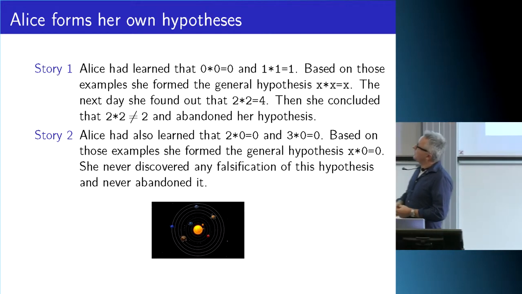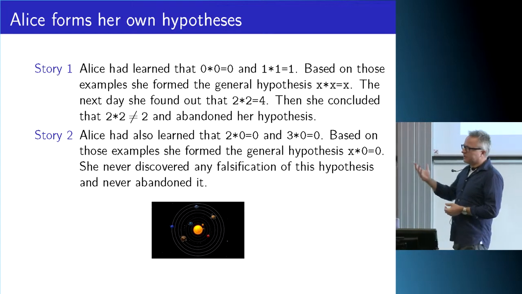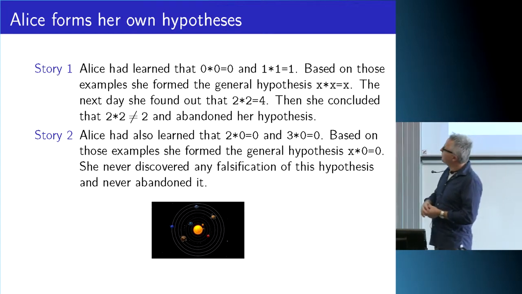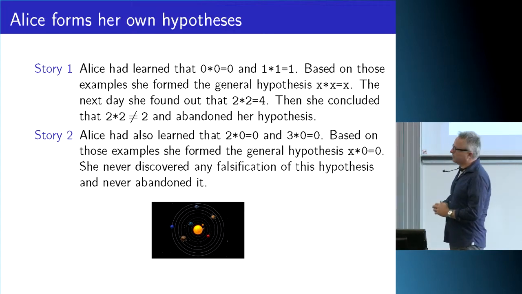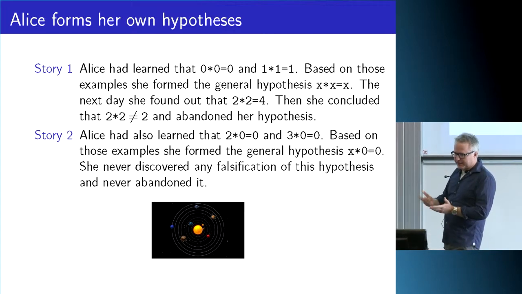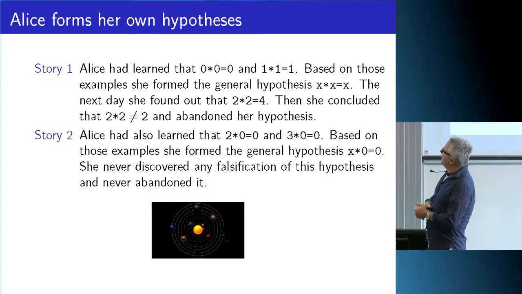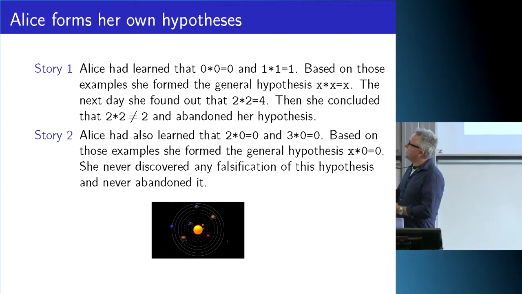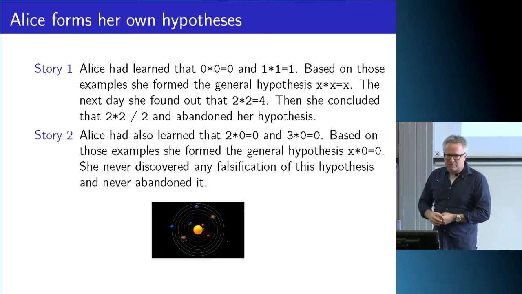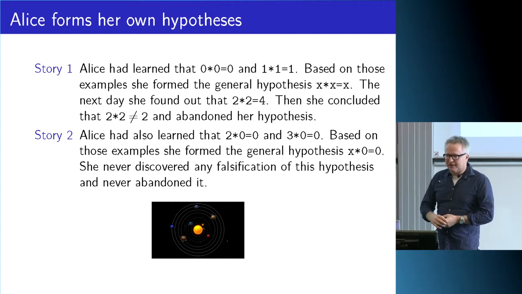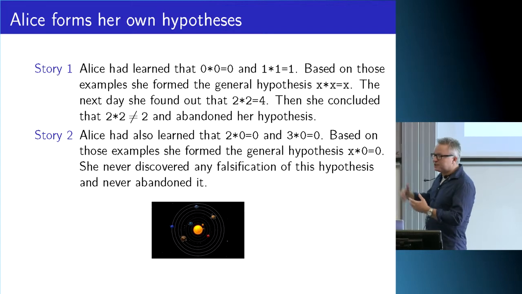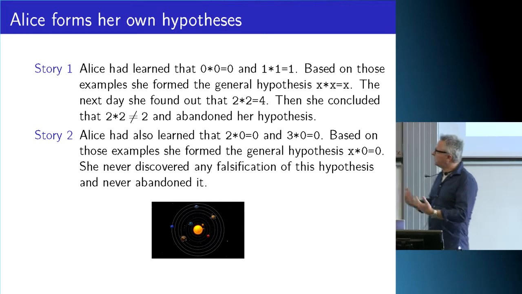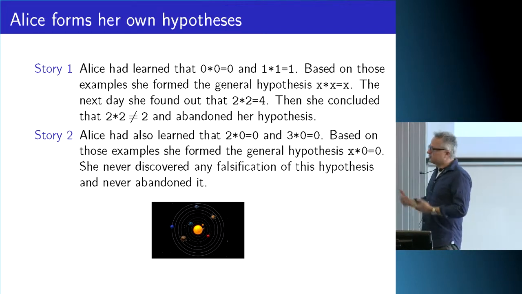In the second story, she has learned that 2 times 0 is 0 and 3 times 0 is 0. Again she sees a pattern. This time she sees the pattern x times 0 is 0 for any x. But in this case, she never discovered any counterexamples. It happens to be a true statement. So since she never discovered any counterexamples, she kept it and never abandoned it.